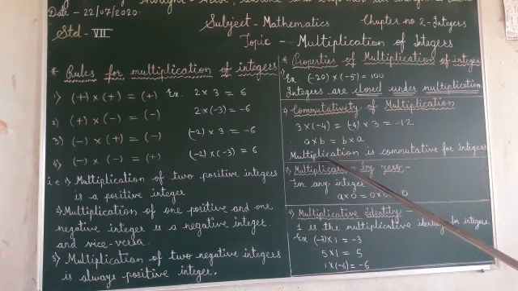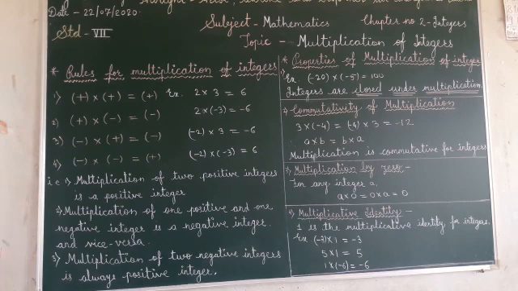So, we write down multiplication is commutative for the integers. Next is multiplication by 0. Students, when you multiply 0 by a whole number, you get the answer 0. When you multiply 0 by a natural number, you get the answer 0.